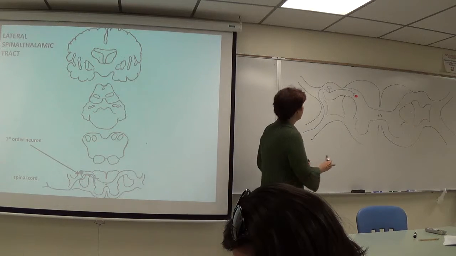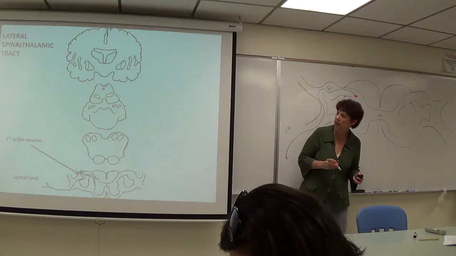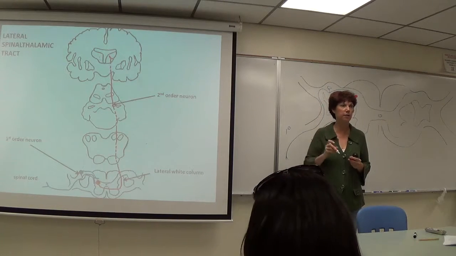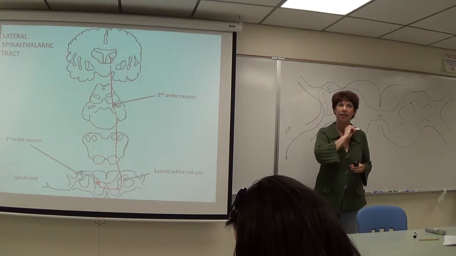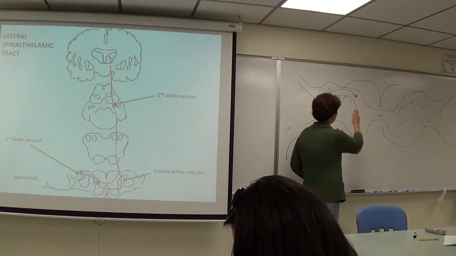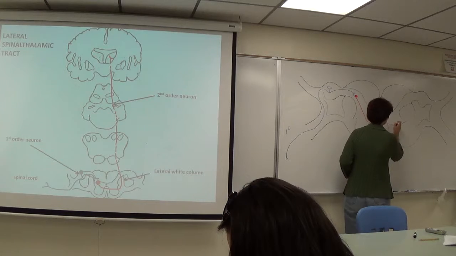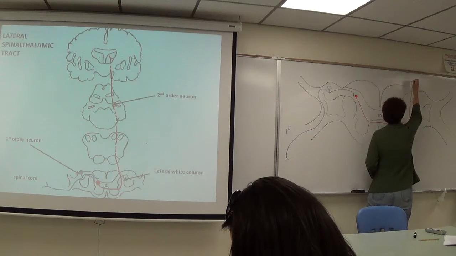So the second order neuron is going to start in the posterior gray horn. It actually forms the posterior gray horn. It is a second order neuron. So guess what it does? Crosses over first. Our second order neurons cross. So remember, it crosses in the anterior white commissure, and it goes up the lateral white column.